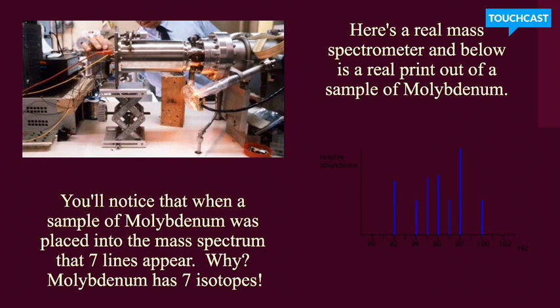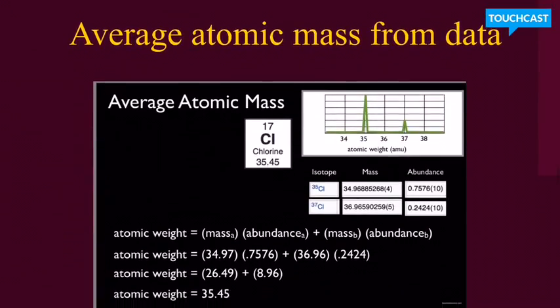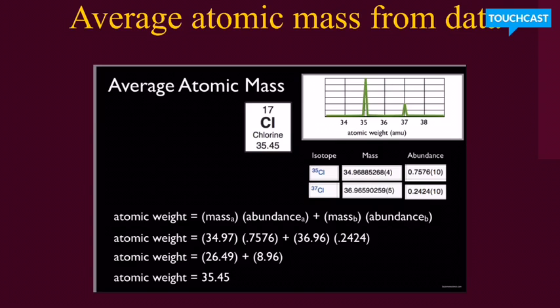So why are there 7 separate lines? Guys, that corresponds with the 7 isotopes that are known for molybdenum. Cool, right? So why am I teaching you this stuff? Well, this data helps us to calculate average atomic mass.